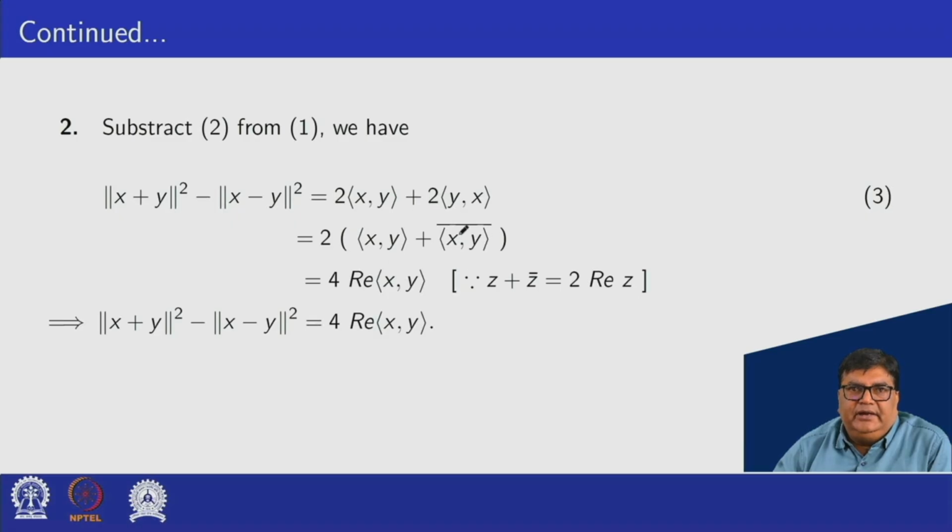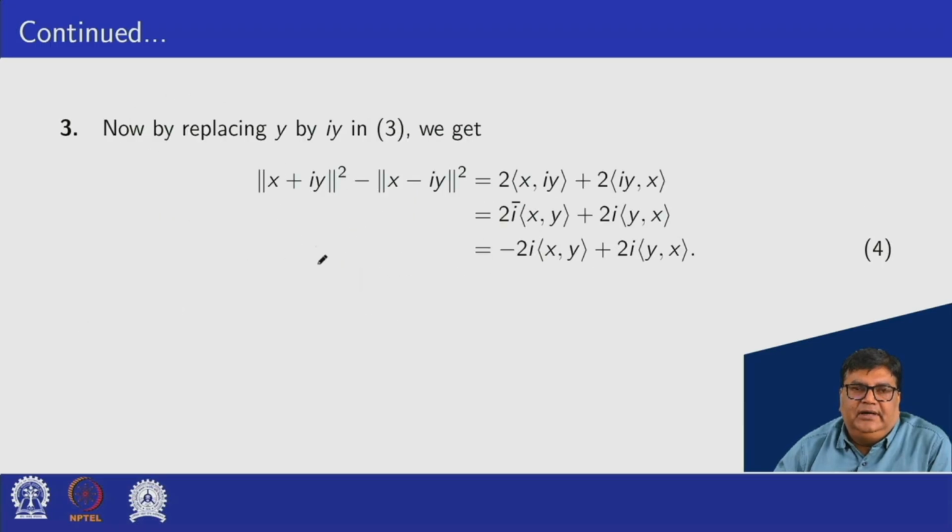This can be written as 2 into 2 real part of the inner product of xy, because we know that z plus z bar is equal to 2 real part of z. So norm of x plus y square minus norm of x minus y square is equal to 4 real part of the inner product of xy.